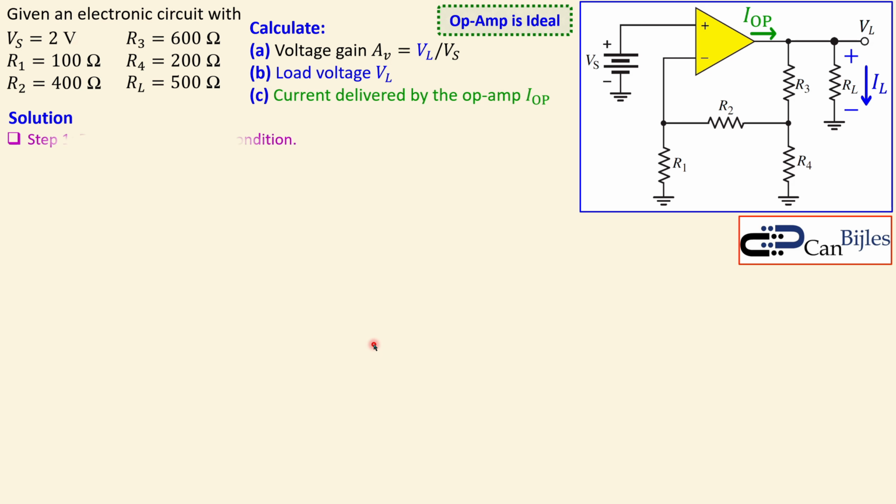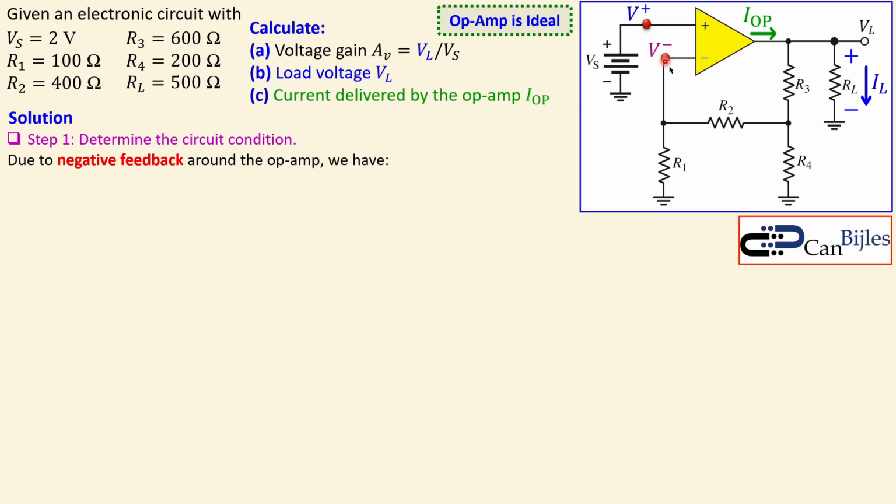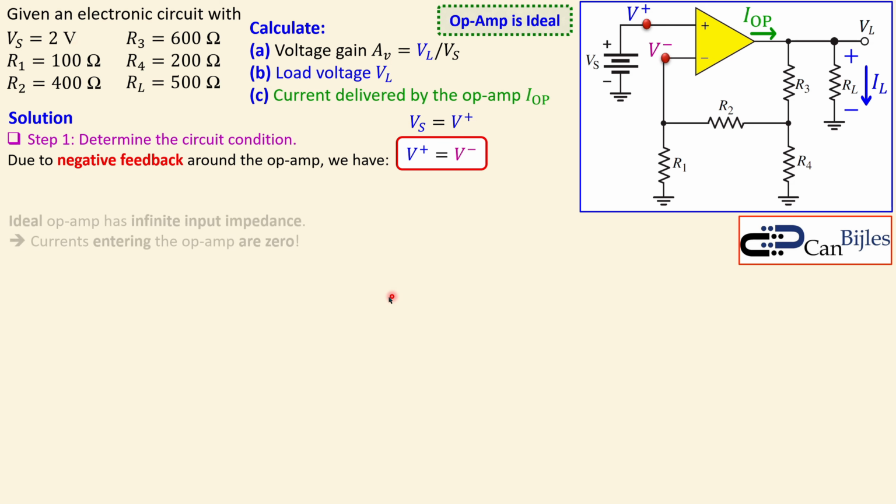How do we start? Always we begin with step 1, determine the circuit conditions. For this op-amp, we know we have negative feedback. You can see that from here. Negative feedback around the op-amp means that V minus and V plus, these two nodes, will be equal to each other. That's the job, or the result, of the negative feedback. Since Vs is equal to V plus, that means V minus is also equal to Vs.